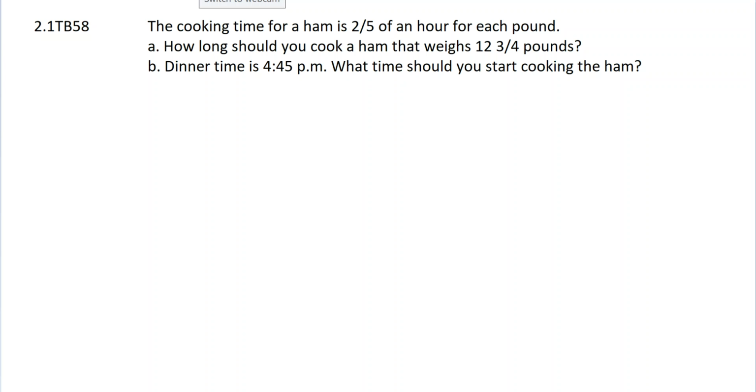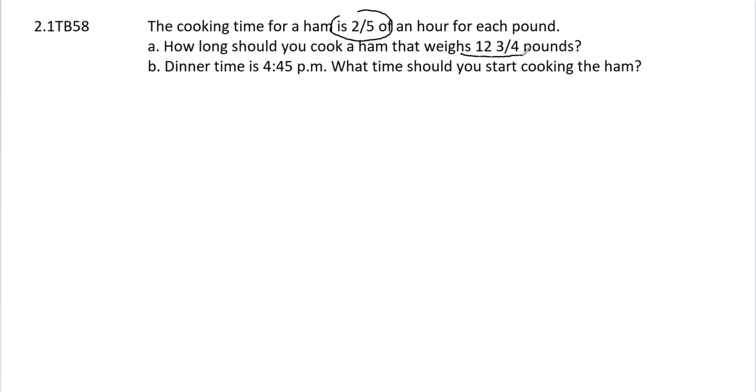The cooking time of a ham is 2/5 of an hour for each pound. How long should you cook a ham that weighs 12 3/4 pounds? And dinner time is at 4:45. What time should you start cooking the ham?